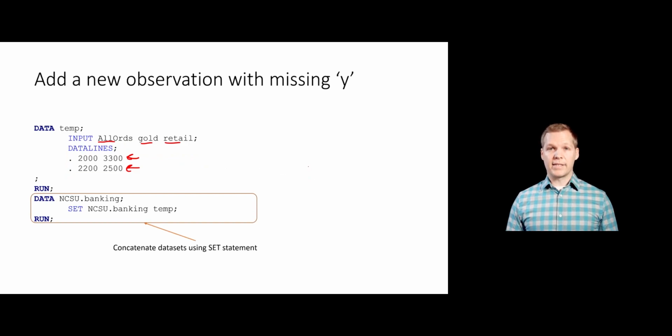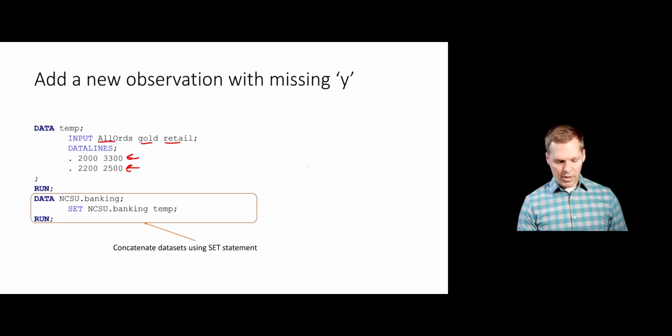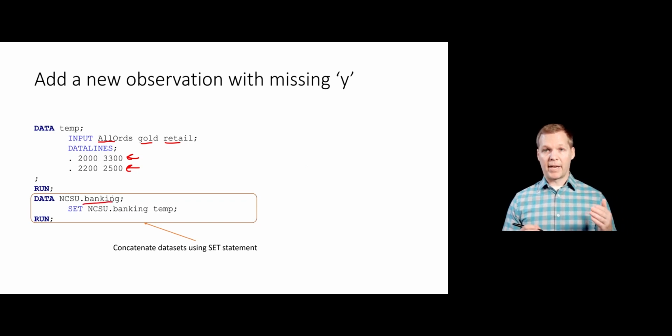We saw how to use the set statement to concatenate two data sets. So I'm just going to use the set statement with the original banking data set and then temp. So I'm going to put that temp data set right on the bottom. Any other variables that are in banking that were not in temp will just have missing observations. And that's why we really could have left off all ORDs here, because it would have just defaulted to a missing value anyway. But I've now replaced my banking data set with my banking data set and these two new observations as well.